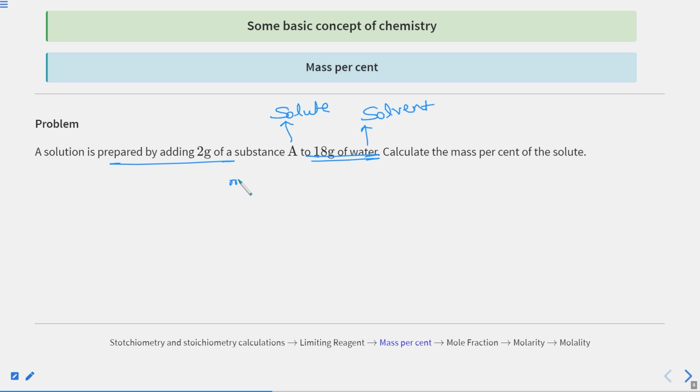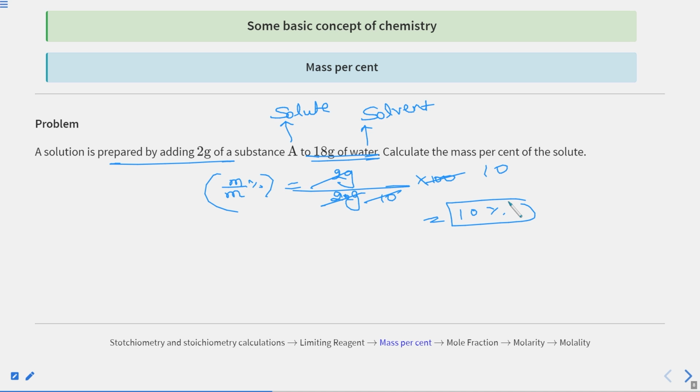So you can apply the formula for m by m percentage. You can write mass of component A, the mass of solute, which is 2 gram, divided by total mass of solution, or total mass of all components. So 18 plus 2 is 20 gram, multiplied by 100. 2 divided by 20 is 1 by 10, times 100, it should be 10%. It means 10% of substance A is present in this particular solution. I hope you are getting a clear idea of the use of this mass percentage.